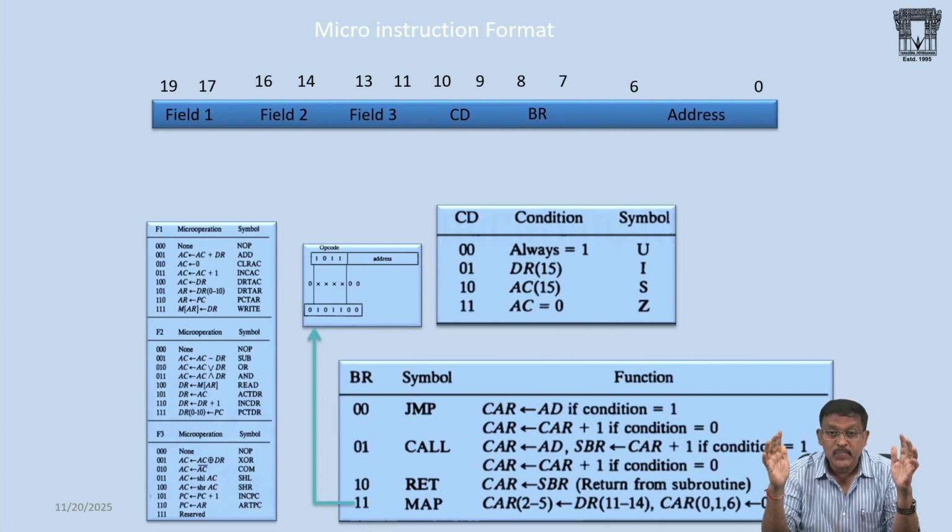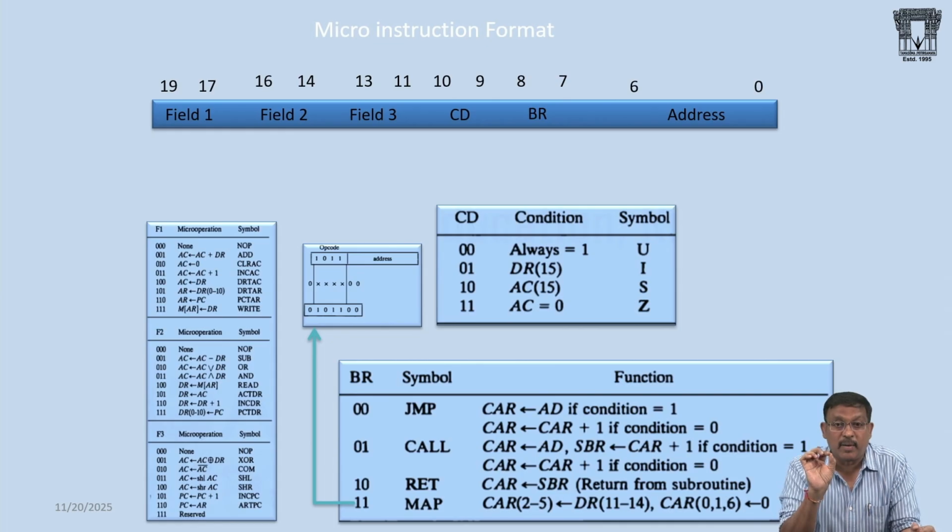I already explained: bits 0 to 6 are address bits, bits 7, 8 are the branch bits, bits 9, 10 are condition bits, bits 11, 12, 13 are field 1 bits, bits 14, 15, 16 are field 2 bits, and bits 17, 18 are field 3 bits. I might have specified it wrongly. Field 1, field 2, field 3. Alright. Look at this. Condition bits 0, 0 mean unconditionally. It is always 1.